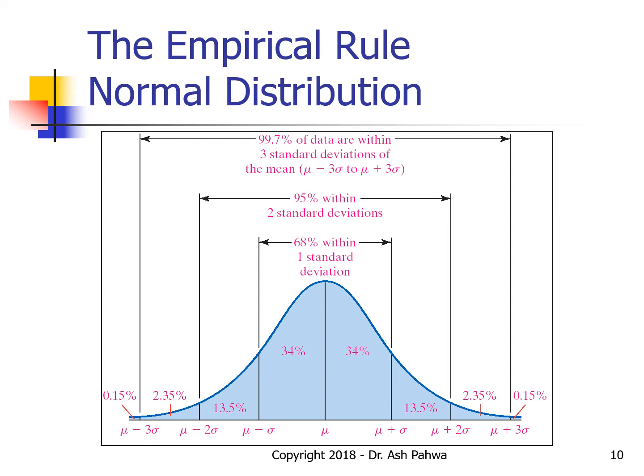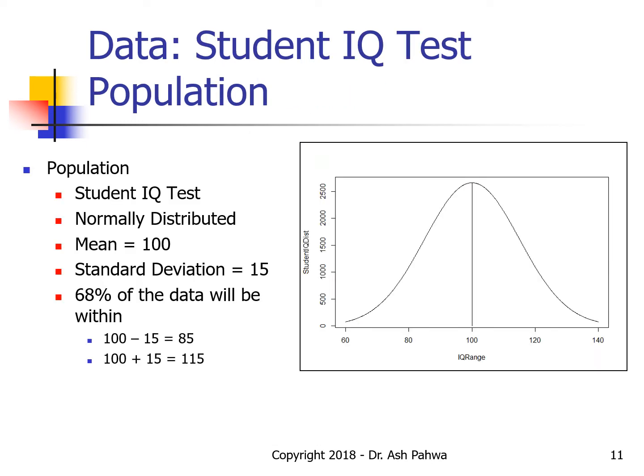Most of the real world data falls into the normal distribution, and that is the reason we study this particular distribution in detail. The empirical rule says that 68% of the data remains within one standard deviation, 95% of the data within two standard deviations, and 99.7% of the data remains within 3 standard deviations of our normal distribution.